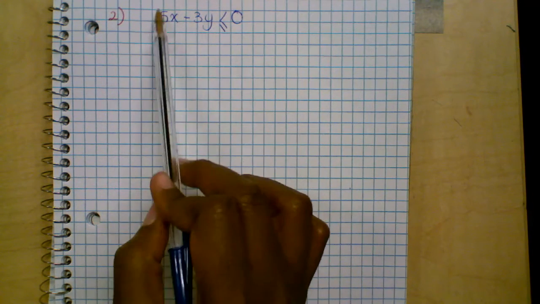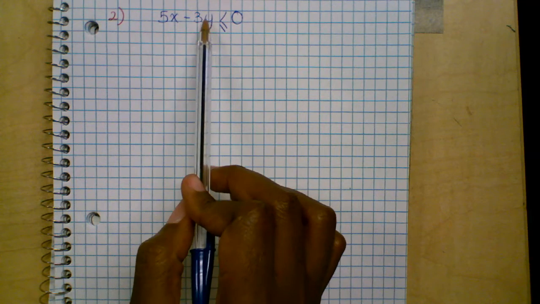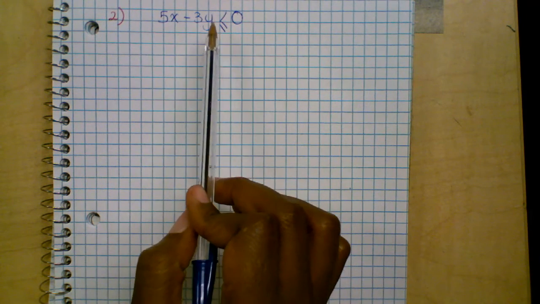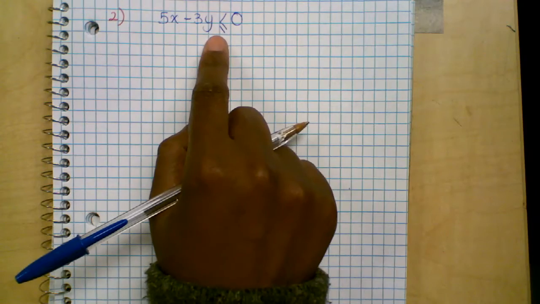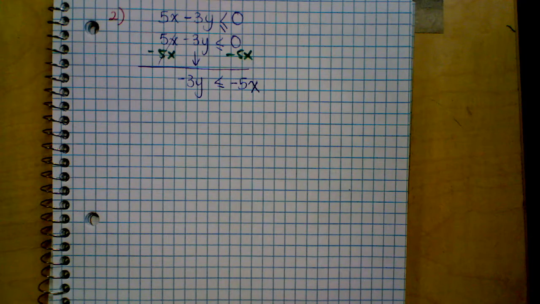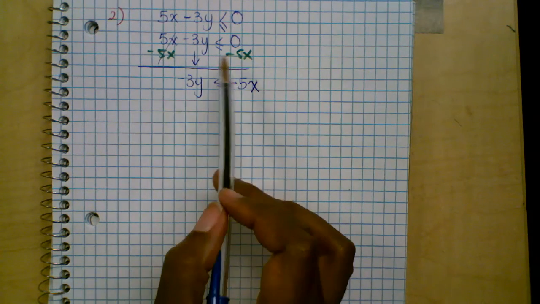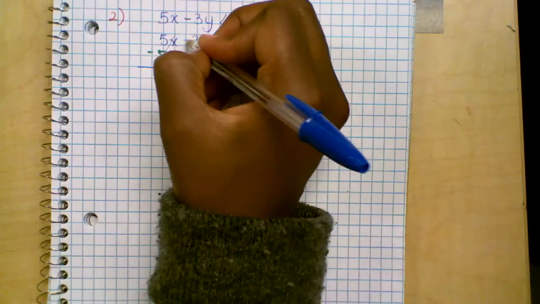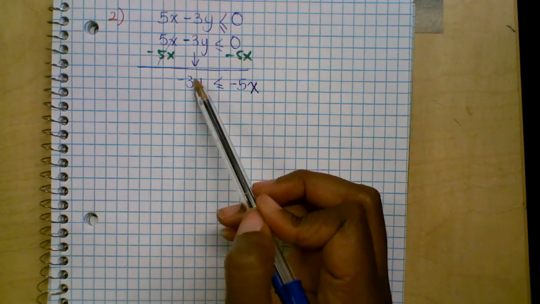If you notice, y has not been solved for. Since y has not been solved for, you have to do it. So how would you solve for y? Let me rewrite it. How would you solve for y here? What is the first step? If you subtracted 5x on both sides to have negative 3y by itself, you're correct.